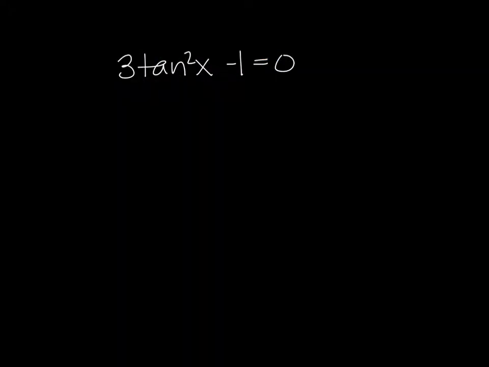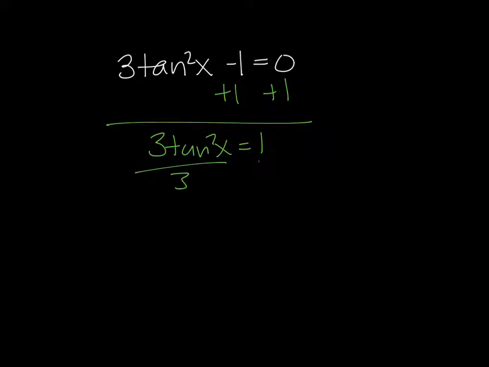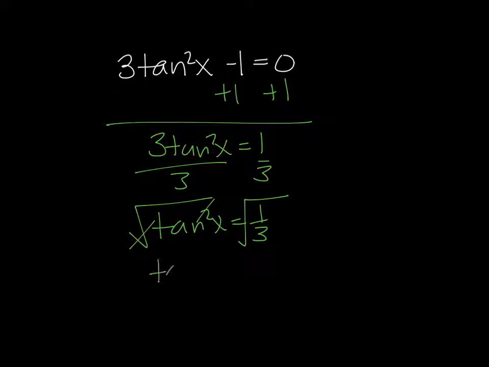Here I have tangent squared. I want to get that by itself, so I'm going to add 1 to both sides. So now we have 3 tangent squared x equals 1, divided by 3 on both sides. So now we have tangent squared x equals 1/3. Then I have to square root both sides because I want to get this tangent to be just a tangent. Square root and square root cancel. So we get tangent of x.